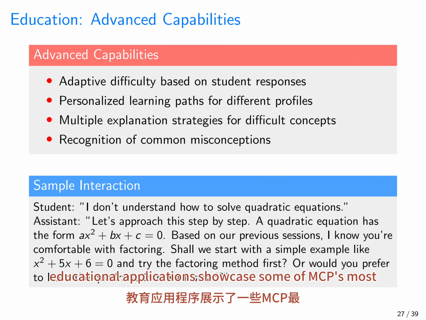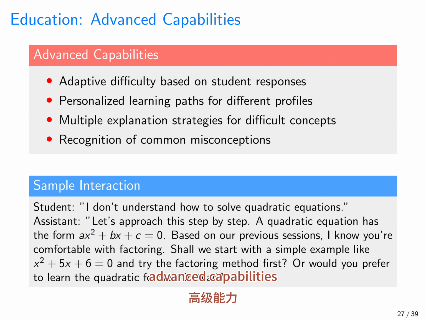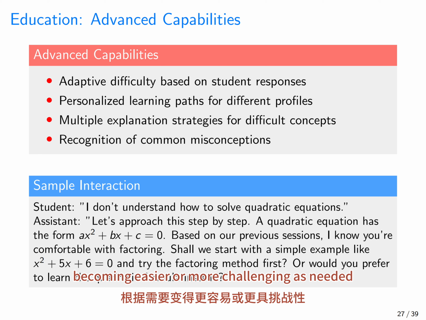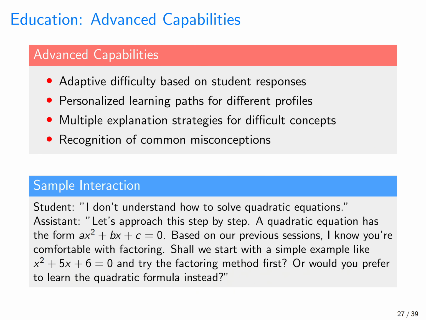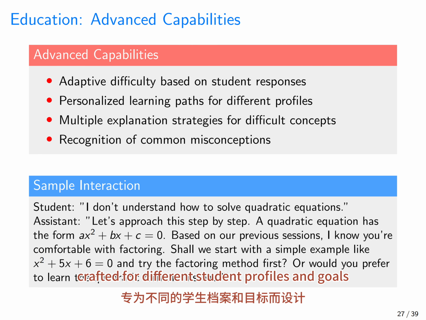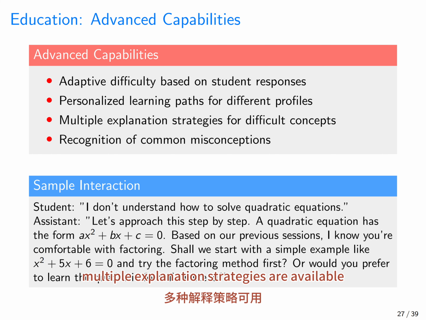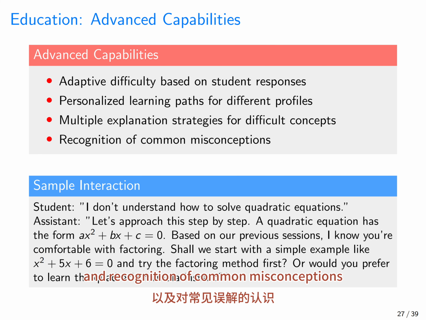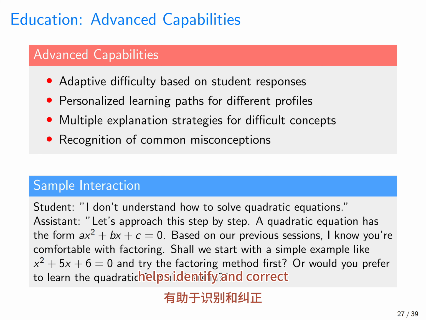Educational applications showcase some of MCP's most advanced capabilities. Adaptive difficulty adjusts based on student responses, becoming easier or more challenging as needed. Personalized learning paths are crafted for different student profiles and goals. Multiple explanation strategies are available for difficult concepts, shifting approaches if the student doesn't understand. And recognition of common misconceptions helps identify and correct fundamental misunderstandings.